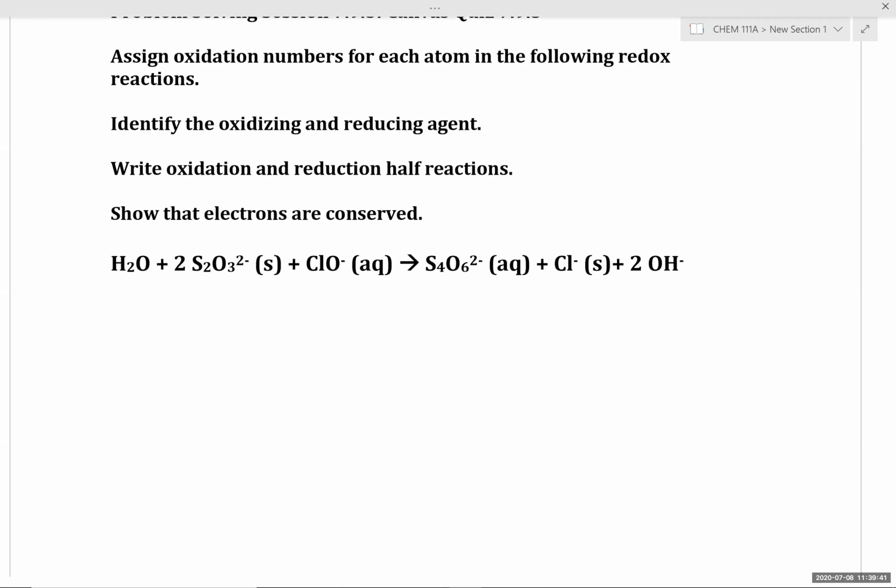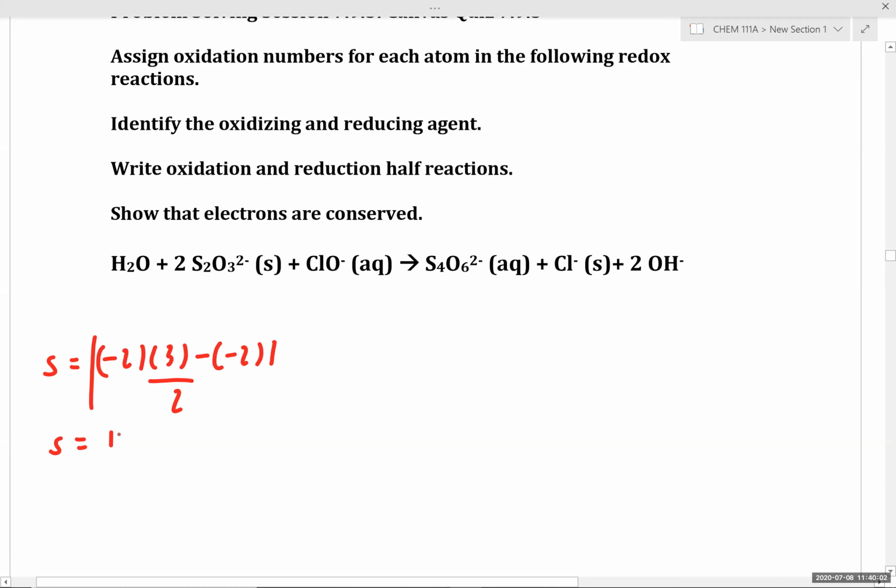Okay, so let's discuss this example. First and foremost, let's assign oxidation numbers. In thiosulfate, for sulfur, we have the oxidation number of oxygen times the number of oxygen atoms minus the total charge over the number of sulfur atoms. That gives us a sulfur oxidation number of +2.